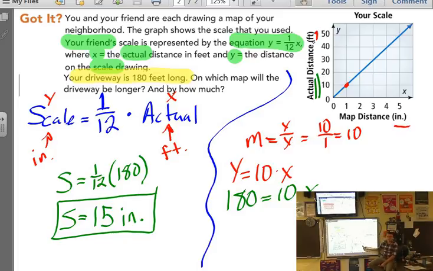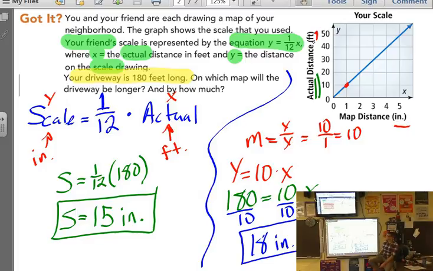So, how do I get X by itself? We got to get rid of this 10. Hayden, how can I do that? Divide by 10. And then we see whose map will be longer. Like who, when you draw the map, yeah, ours. And by how much? Well, the difference between 18 and 15 is 3.